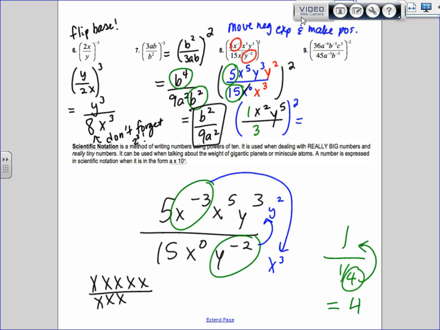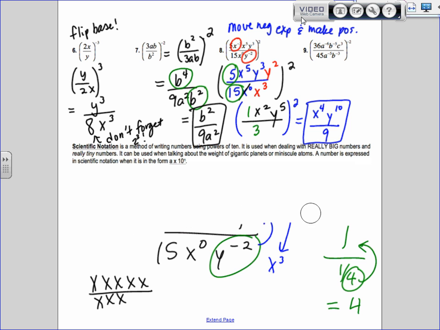So our final answer is going to be x to the 4th, y to the 10th, all over 9. Do you guys see it? You square everything inside there. Nope, because it's 3 squared. The numbers are just going to be normal numbers. Don't think like multiplication or something. If it had been x cubed squared, then it would be x to the 6th. All right.